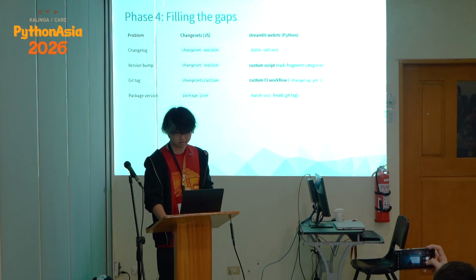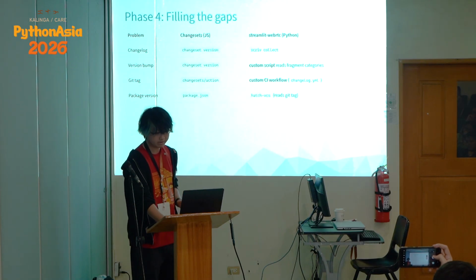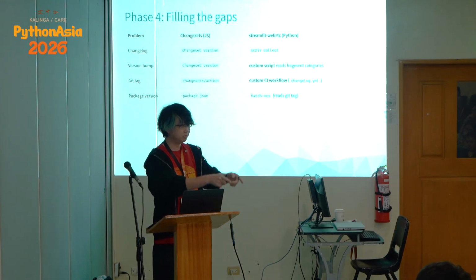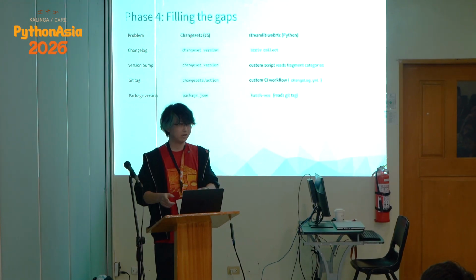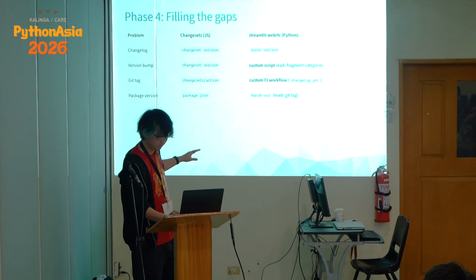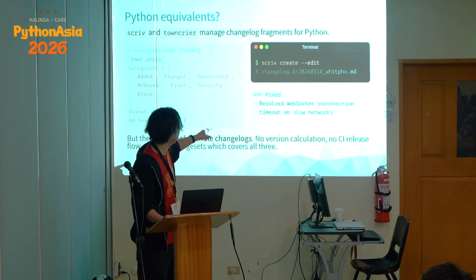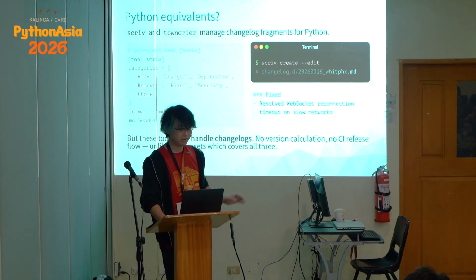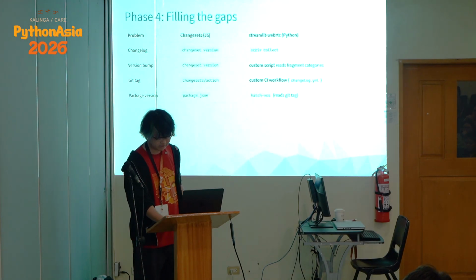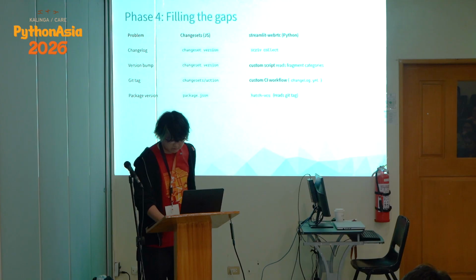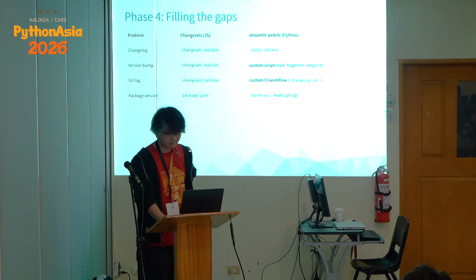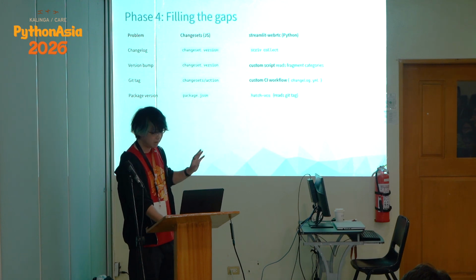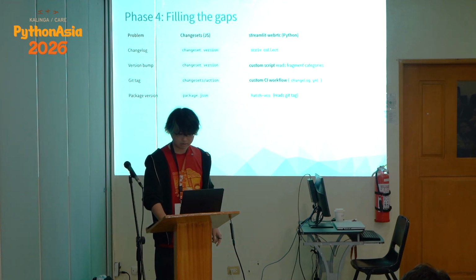One is a Python script that reads fragment categories to figure out the version bump level, to determine a patch, minor, or major version bump based on this kind of change type stacked in the fragment directory, the fragment files. And I also created a GitHub Actions workflow that replicates the changeset GitHub Action release flow. Let me show you both.